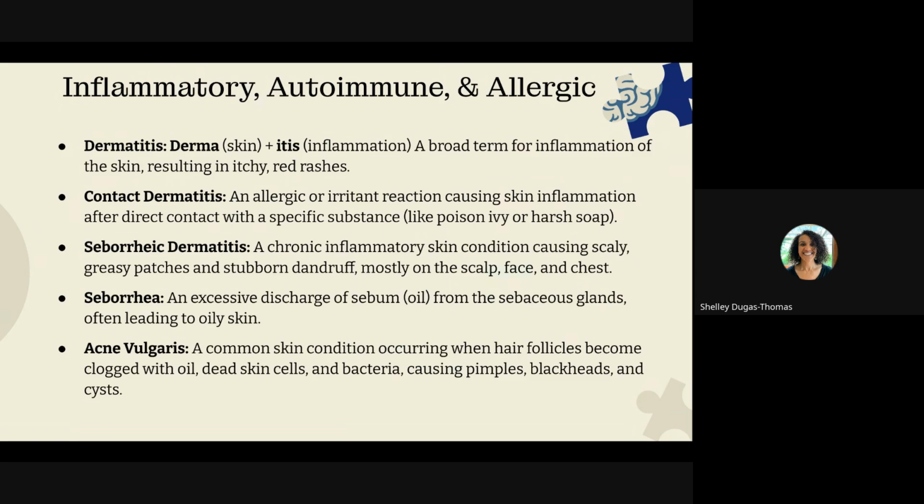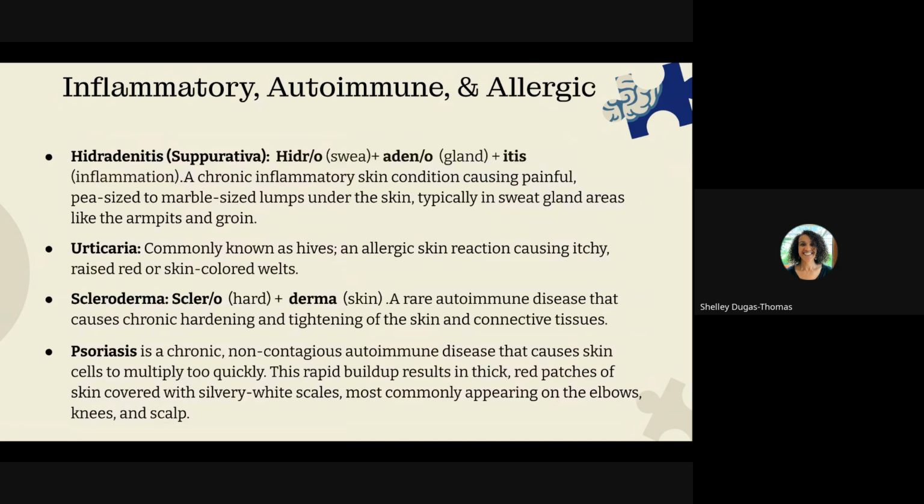Hidradenitis is inflammation of the sweat glands, so hidro, sweat, adeno, gland, and itis, inflammation. Urticaria is hives. This is a vascular allergic skin reaction causing temporary, intensely itchy welts. Scleroderma is an autoimmune disease where the skin becomes hard and tight. Sclero meaning hard and derma meaning skin. And psoriasis is a chronic autoimmune condition where skin cells replicate too quickly, causing raised plaques covered in distinct silvery scales. That's a tongue twister.